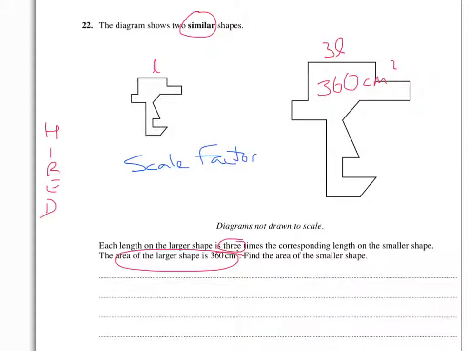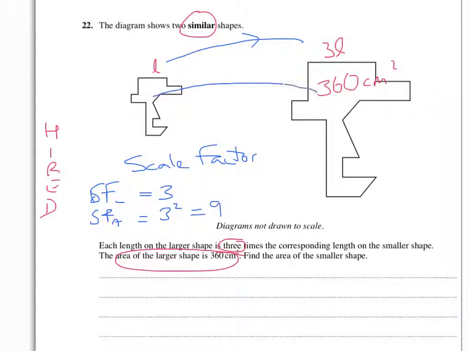So that means I know that there's different things. I have length scale factors and I have area scale factors. Right, so the scale factor of length, we're told that that is 3, because we're multiplying each length by 3 to get to the larger shape. So my length scale factor here is 3. My area scale factor, well, it's 3 squared. That's the key fact we learned with the difference between length scale factors and area scale factors. So my area scale factor is 9.